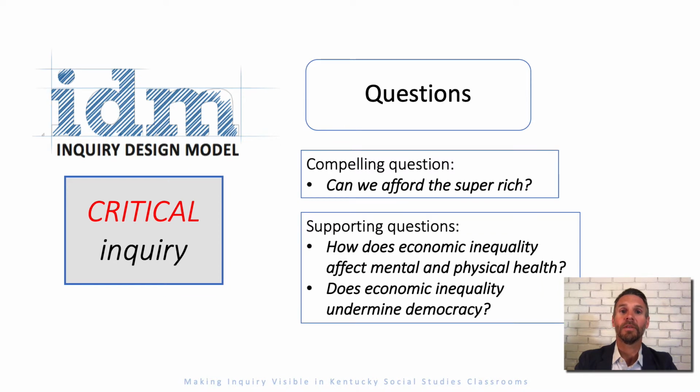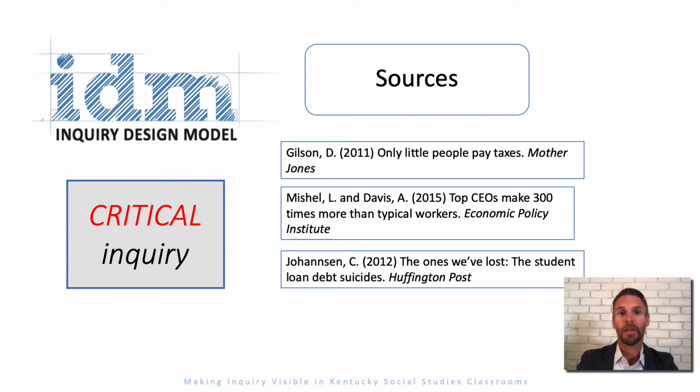So first, questions. Kenny's compelling question explicitly asks students to critique the fairness of an economic system that allows for accumulation of wealth in the hands of a small group of individuals. And the two supporting questions shown here focus in on the consequences of inequality to mental and physical health, as well as the damage it does to our democratic institutions. Although Kenny's inquiry includes a number of sources, I pulled out three critical sources to share here. All of these do a nice job of helping us to understand the experiences of those on the losing end of an economic system that has produced vast inequality.